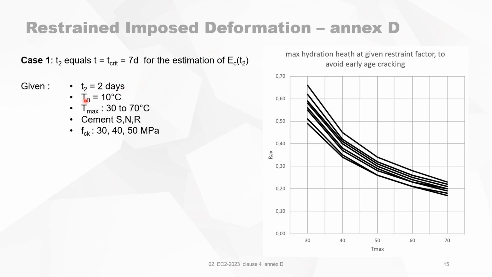T2 is 2 days, T0 is 10 degrees. For the maximum temperature, we take the interval of 30 to 70 degrees. And we take cement S, N, and R, and the concrete quality 30, 40, and 50, just to have a range. Now we make all combinations of those parameters and we calculate the maximum hydration heat for a given cracking risk.